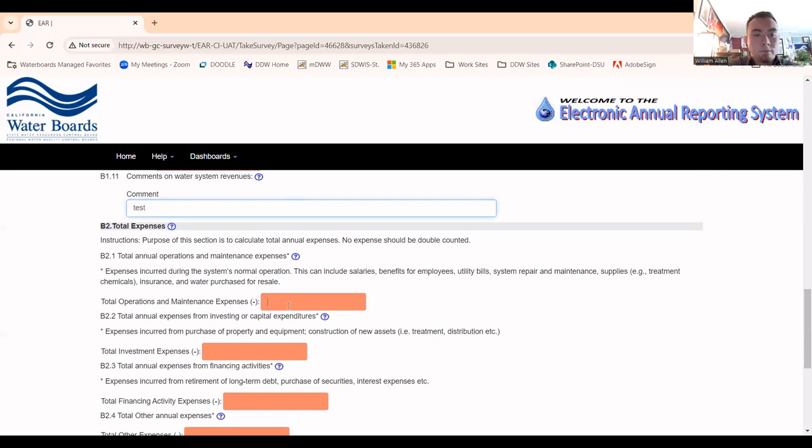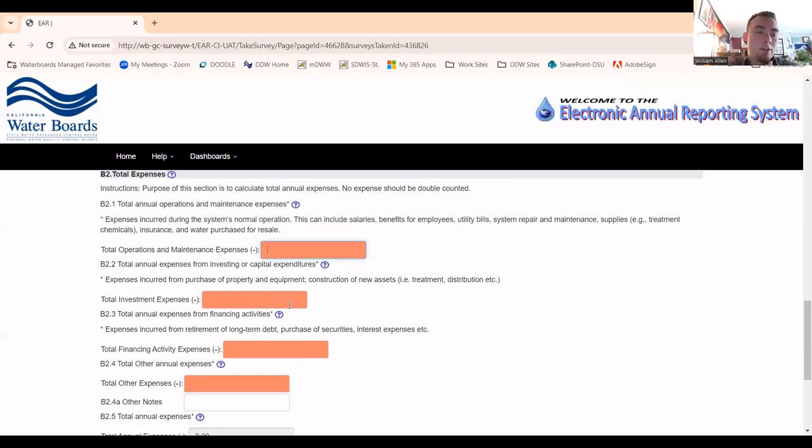Now, from gain to expenses. This is where you can report how much revenue your water system has lost annually. The first is going to be for operations and maintenance expenses. That should just be your standard wear and tear of a water system operating throughout the year and how much that costs for the water system.